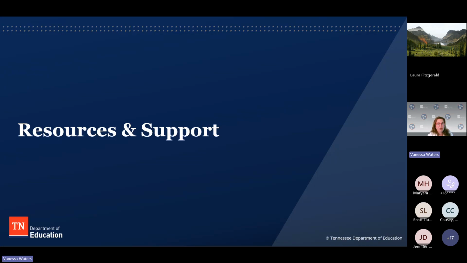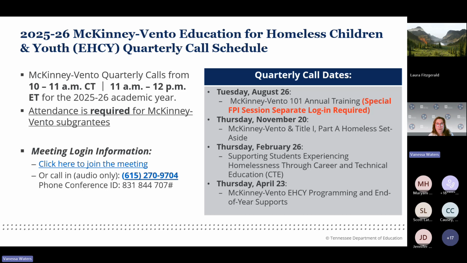And then lastly, some resources. Here is the quarterly call schedule. It is posted in ePlan. McKinney-Vento subgrantees are required to attend the quarterly calls. If you're not able, you can send an email to me so that I can document, but it is required as part of your application or part of you being a subgrantee.